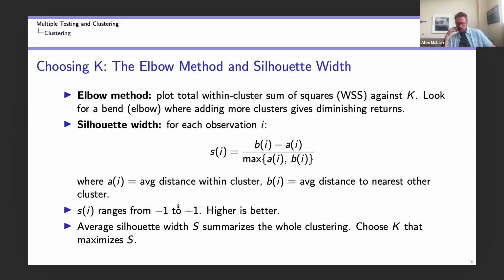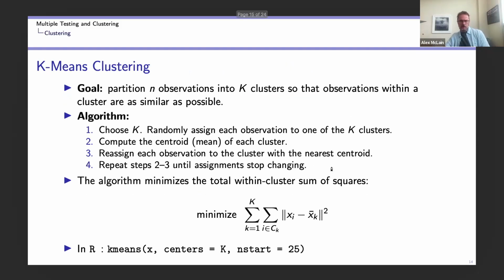There's 2 methods that we'll go over. One is called the elbow method. The other one uses something called the silhouette width. For the elbow method, what we do is we plot the within sum of squares against K. So the within cluster sum of squares, that's our goal, is to minimize the within cluster sum of squares. So every time we add a cluster to our data, the within cluster sum of squares is going to go down. Okay, it's always going to go down.